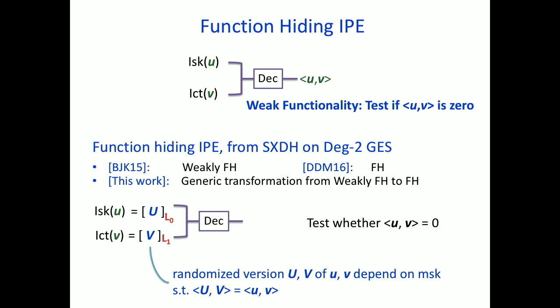How you randomize it depends on the master secret key and some random coins. And you encode those randomized versions using the degree 2 graded encodings. And through pairing, one can naturally compute an encoding of the inner product, because inner product is exactly degree 2. And once you get an encoding of the output, you can test whether the output is 0 or not. Okay?